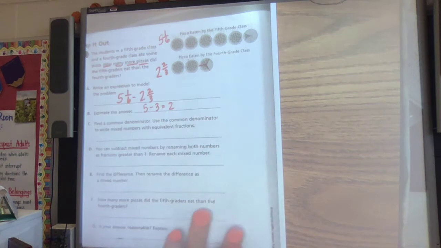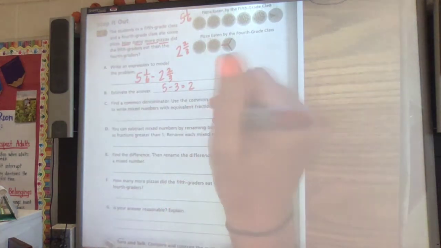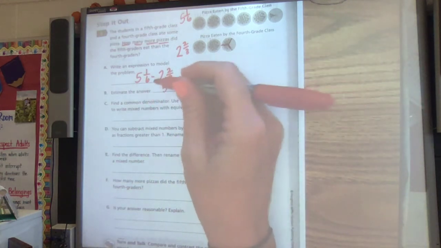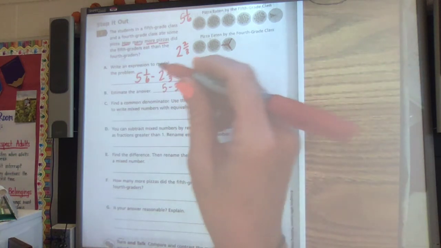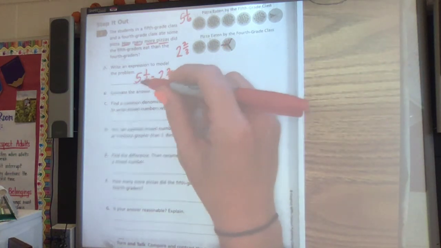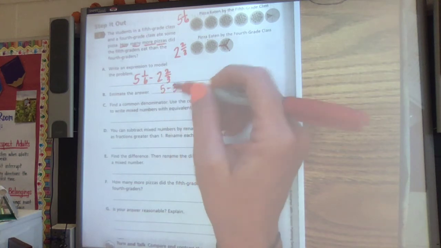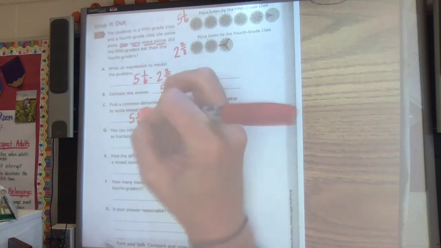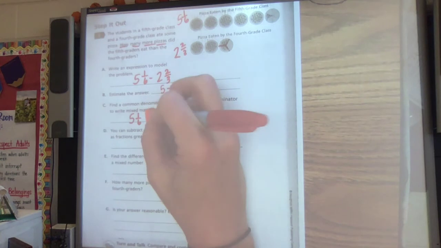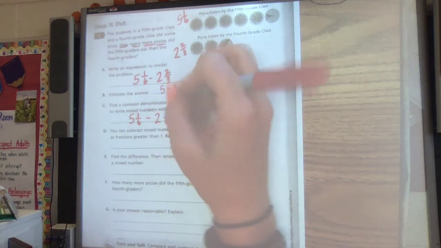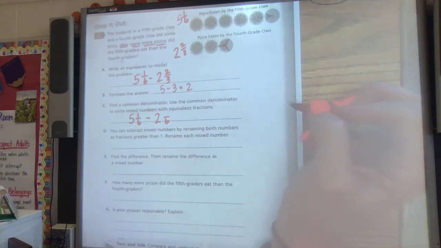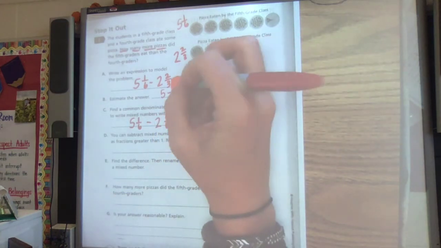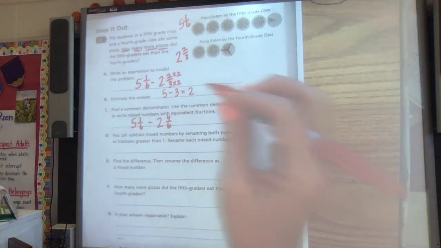So next we need to find a common denominator. Use the common denominator to write mixed numbers with equivalent fractions. So we're still keeping our mixed numbers with our equivalent fractions. Let's think about 6 and 3. Always look at the bigger one. Can 6 be a common denominator? Does 3 go into 6 evenly? It sure does. So I'm going to keep my 6. Then I'm going to have 2. So 2/3 would be how many 6ths? That would be 4/6. 3 times 2 is 6. 2 times 2 is 4. There are 4/6 in 2/3.